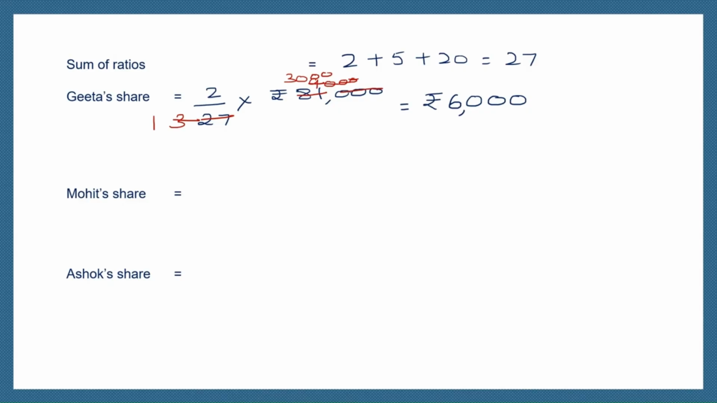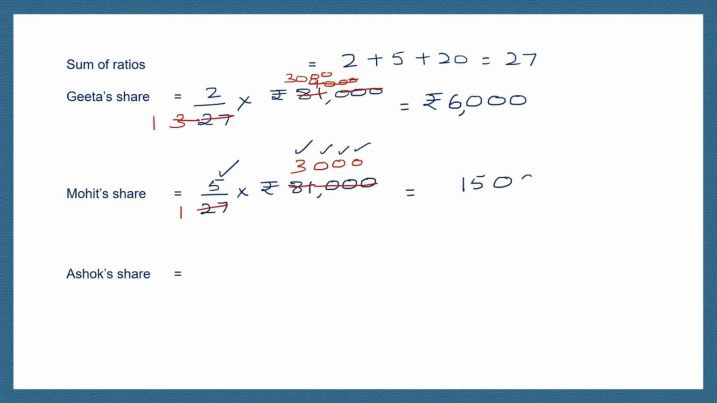Let's go to Mohit's share. So second term, 5 by the sum of the ratios into 81,000 rupees. This time we can cancel straight away by following what's on top. 27 ones and 27 threes are 81, and add the 3 zeros. 1, 2, 3. So that's 3,000. Now let's multiply 3,000 into 5. So multiply 5 and 3 only. 5 threes are 15. Now add the 3 zeros. 1, 2, 3. So that makes it 15,000. So Mohit's share is 15,000 rupees.